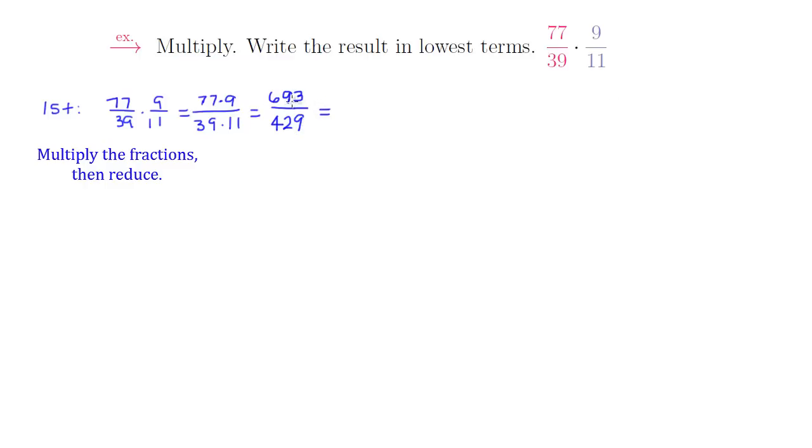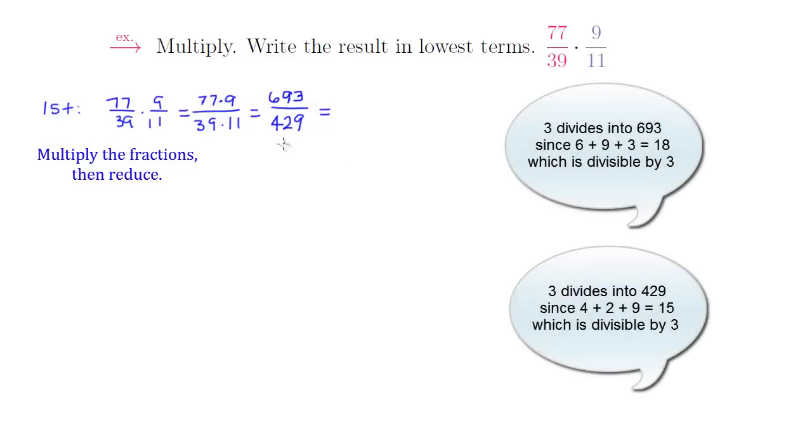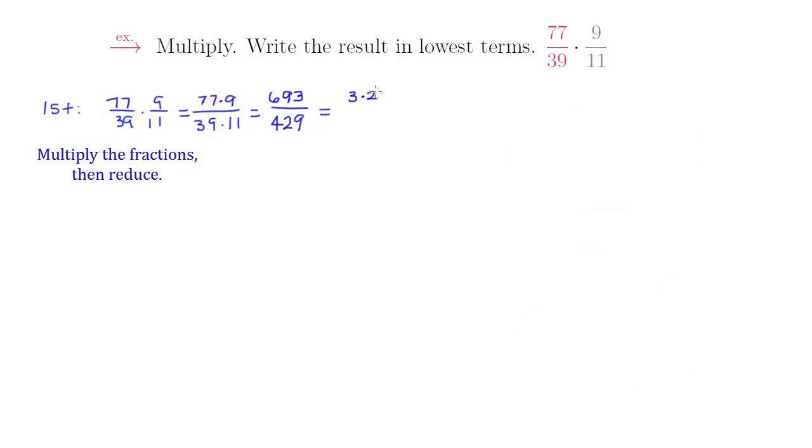So we need to find numbers that divide into both of these and write them, using a factor tree if you like, as a product of prime factors. Well, 3 goes into both of these numbers because if you add their digits, 3 goes into the sum of those digits. So 693 is 3 times 231, I think, and you can check my work. And 429 is 3 times 143.